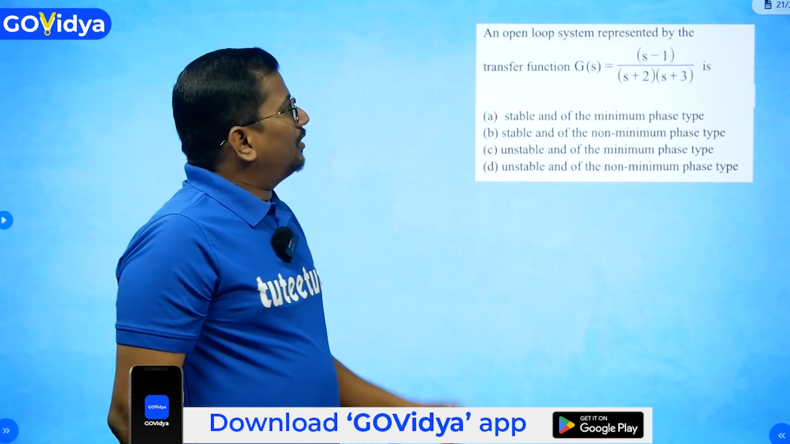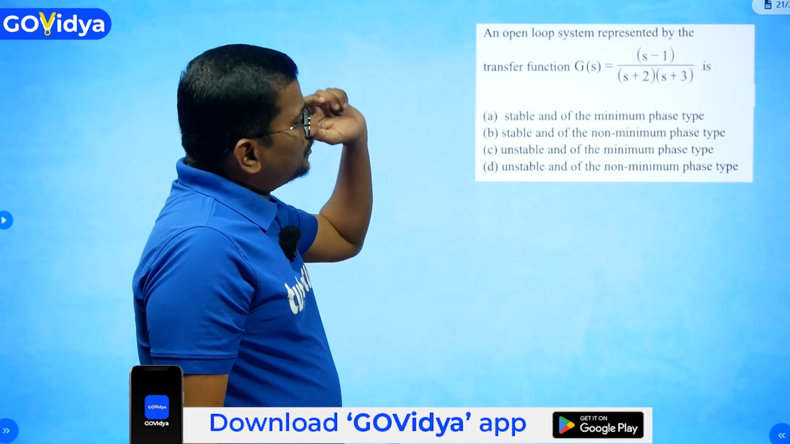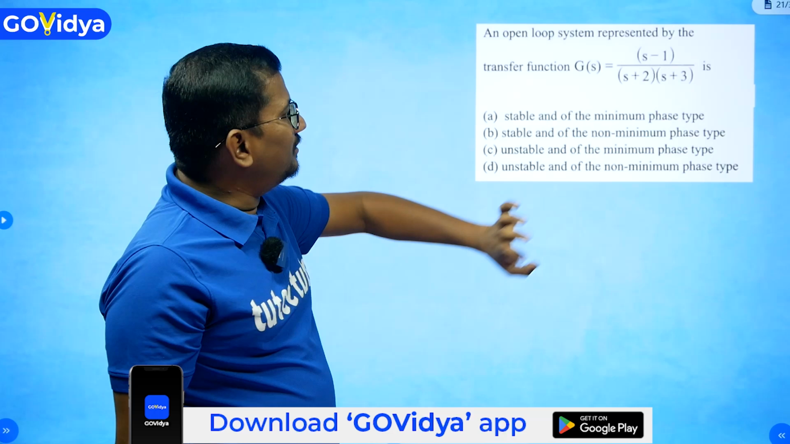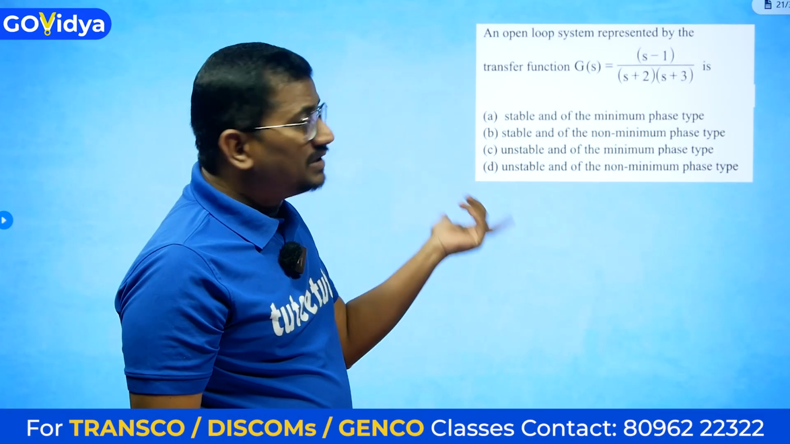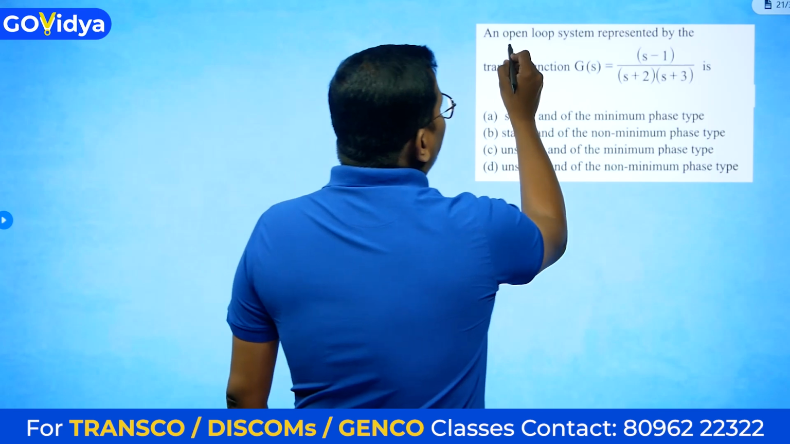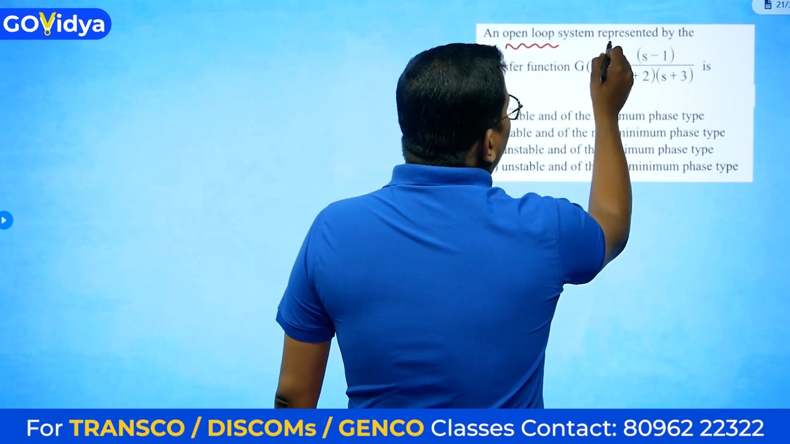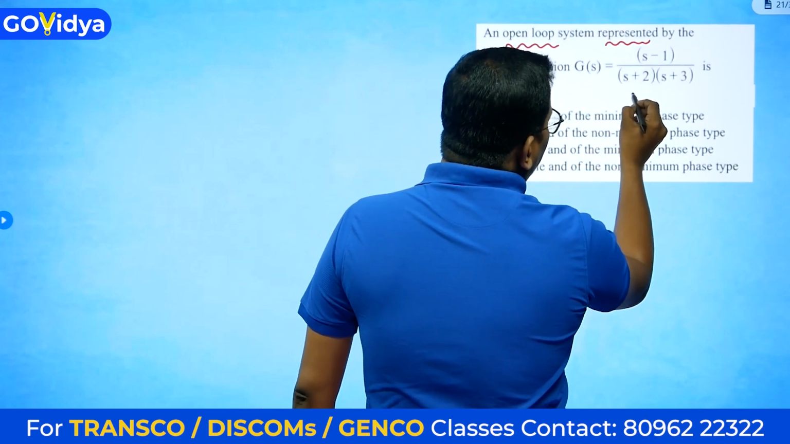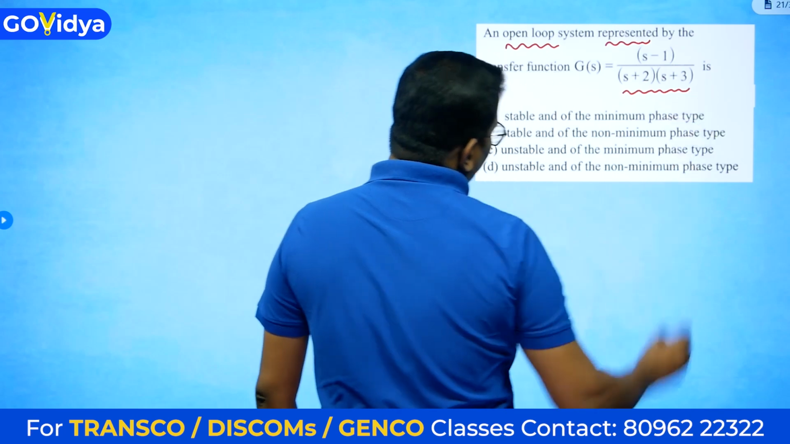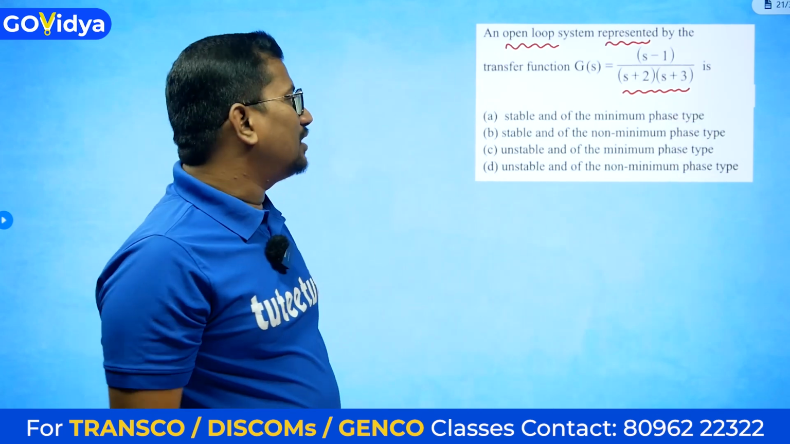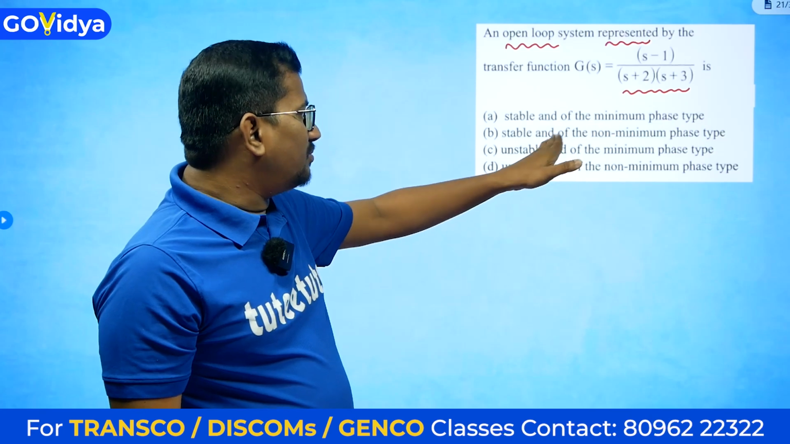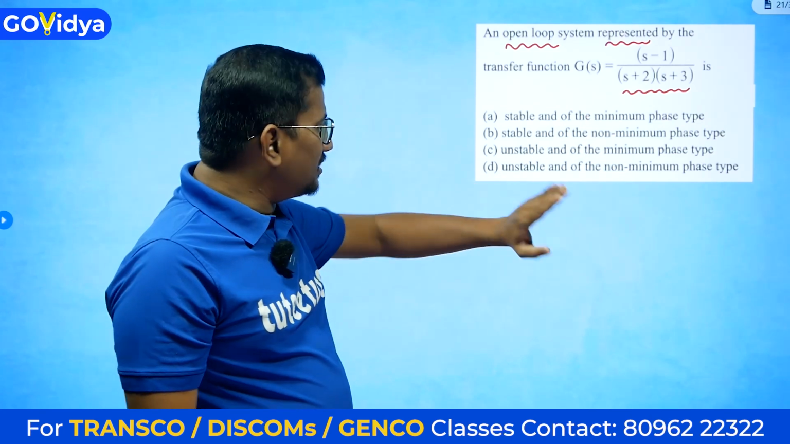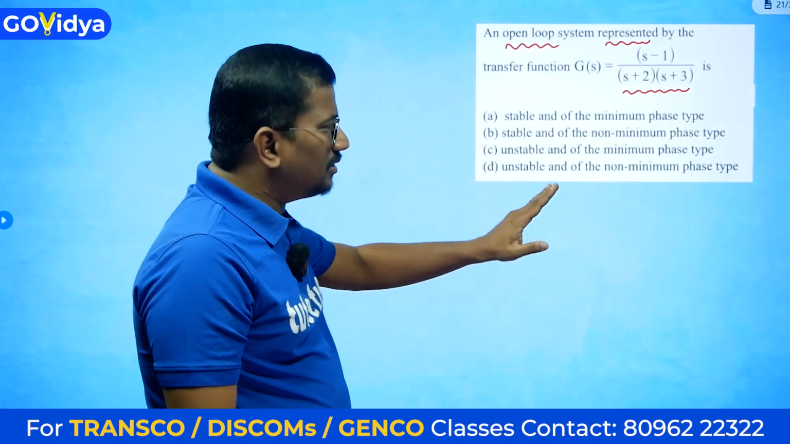Read the question very carefully, and this is a very important model, and generally we commit a mistake, and we will see what sort of mistake it is. They have given an open loop system, and this is the transfer function they have given. Now what are they asking? They are asking which of the options is correct: stable minimum phase, stable and non-minimum phase, unstable minimum phase, or unstable non-minimum phase.